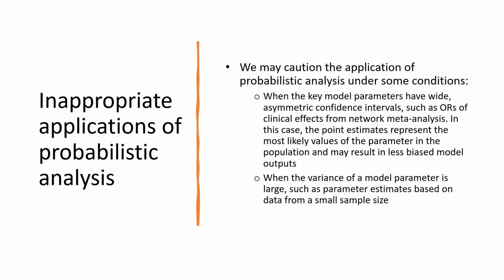We may caution the application of probabilistic analysis under some conditions when deterministic analysis may be more appropriate. For instance, when the key model parameters have wide, asymmetric confidence intervals, such as odds ratios of clinical effects from network meta-analysis. For another instance, when the variance of a model parameter is large, such as parameter estimates based on data from a small sample size.